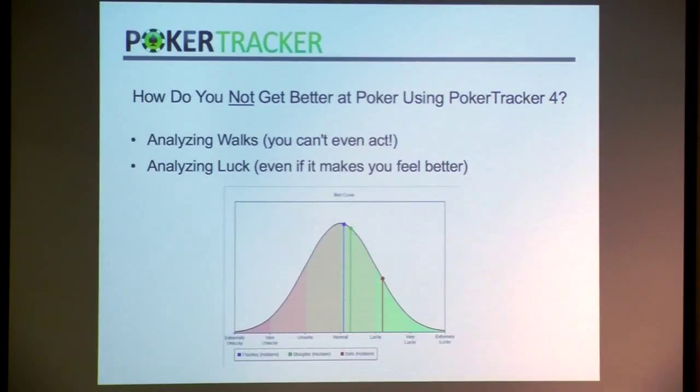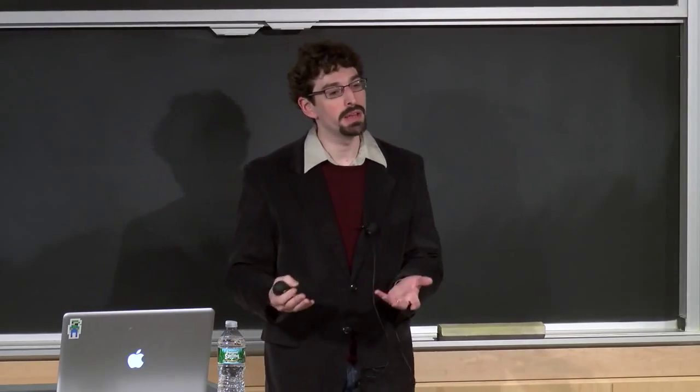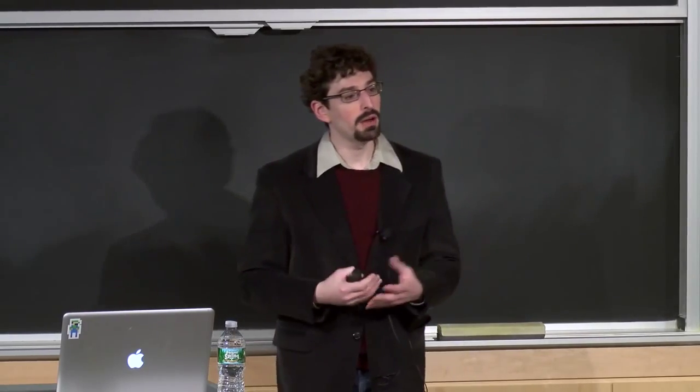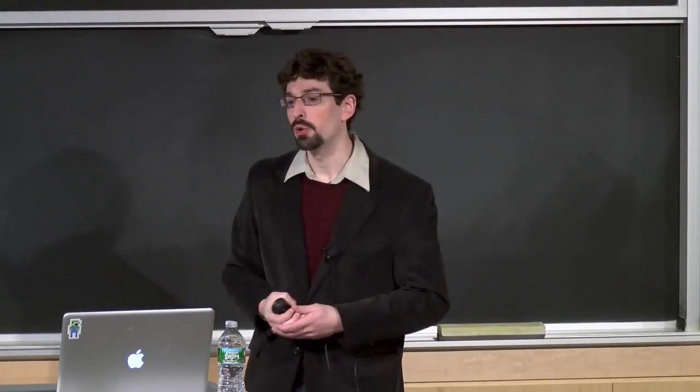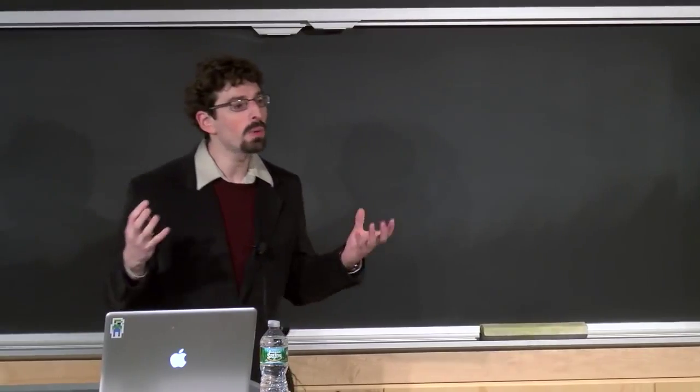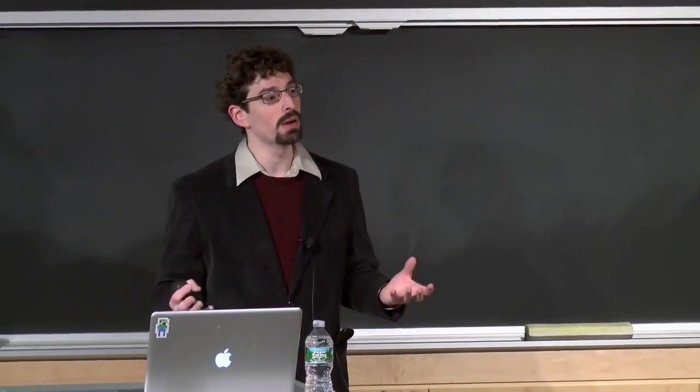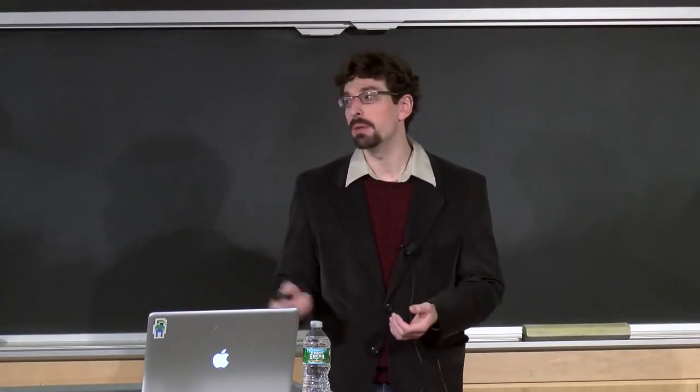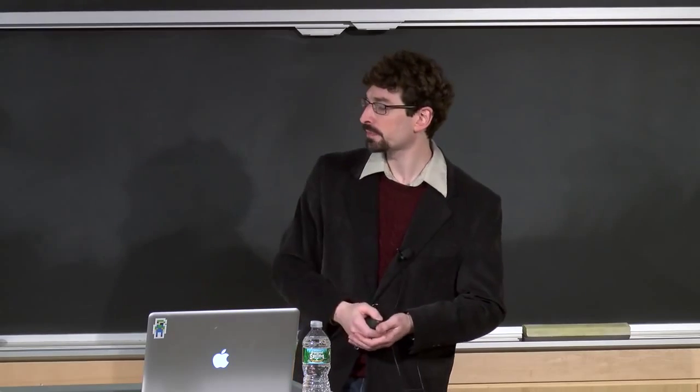Another way you will not get better at poker by using Poker Tracker is by looking at hands which we call walks. A walk is when you're in the big blind and everyone folds to you. You win the small blind, which is nice. But you didn't do anything. There's no way in which you could make a better play in that hand. And I know a lot of heads-up sit-and-go players who play two-player tournaments like to look at those kinds of spots, and they want to know, well, how much am I winning there? And the answer is it doesn't matter, because you can't change your play based on who folds to you.